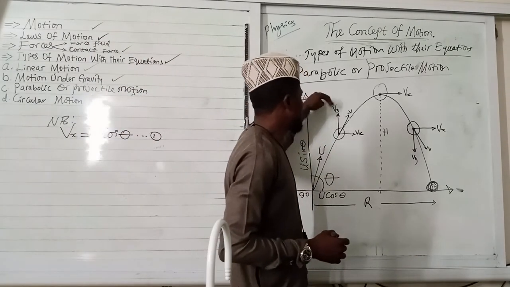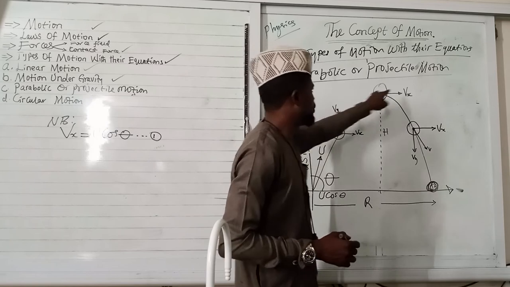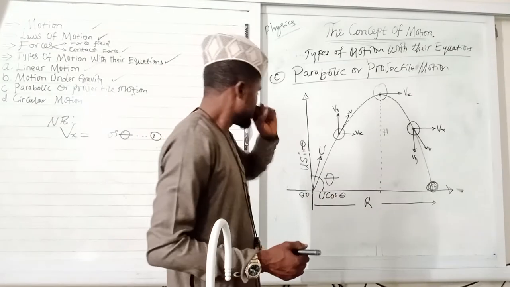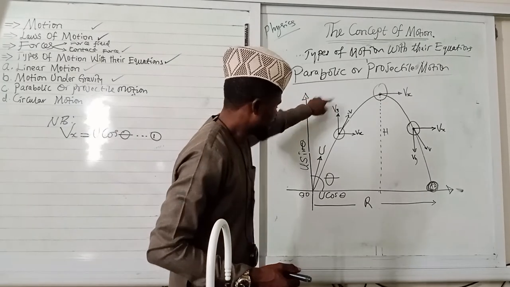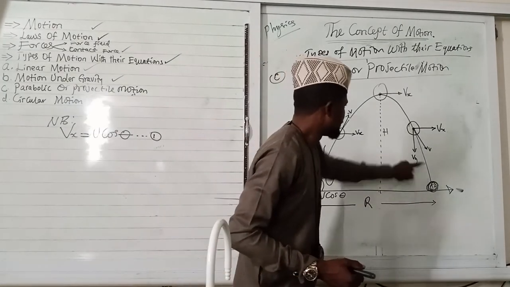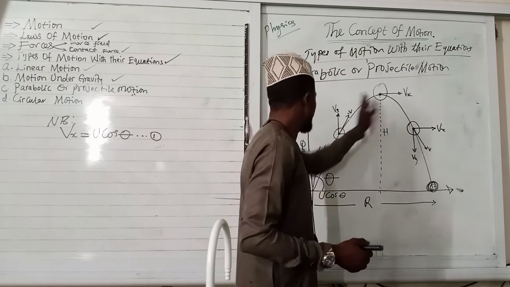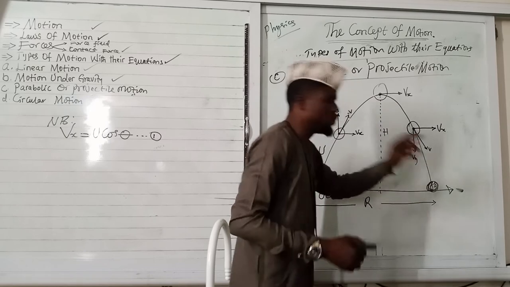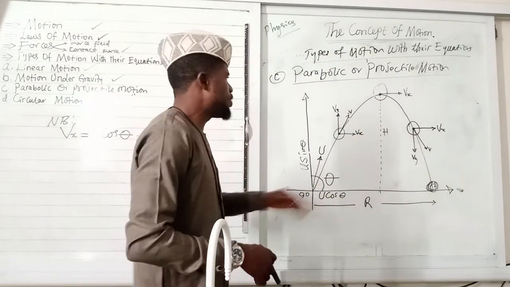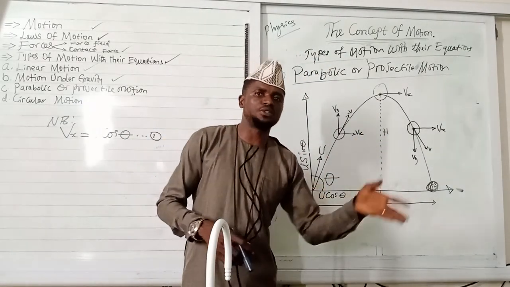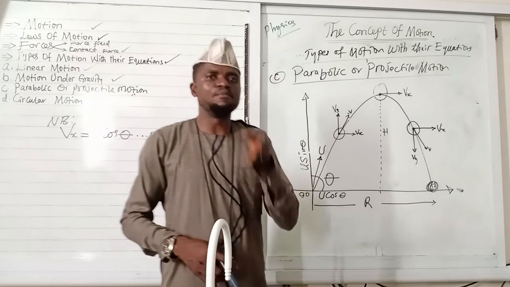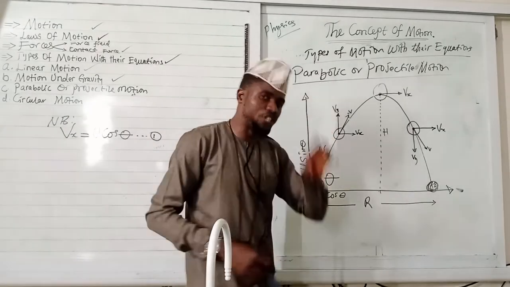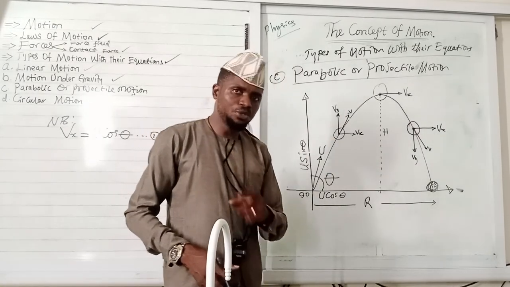However, the vertical components of the projectile keep changing with time throughout the flight. From here to here, you have the vertical component. And then from this point to this point, you also have a vertical component. It will interest you to know that the knowledge of motion under gravity is very fundamental and basic in understanding projectile motion. Are we good?